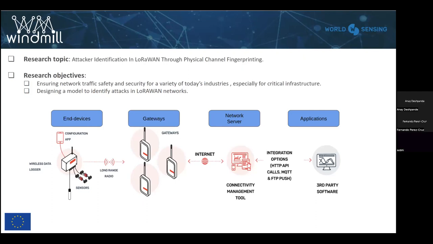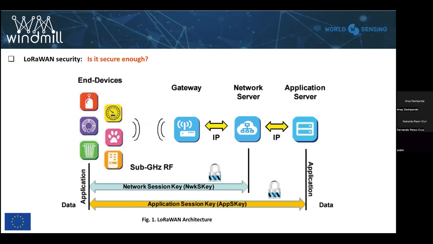network. This is the main component of the LoRaWAN network, starting with the sensor. We have the connection with the gateway, every sensor connected to at least one of these gateways. Then we have the network server and the application. Now, the question here is: is LoRaWAN secure enough?